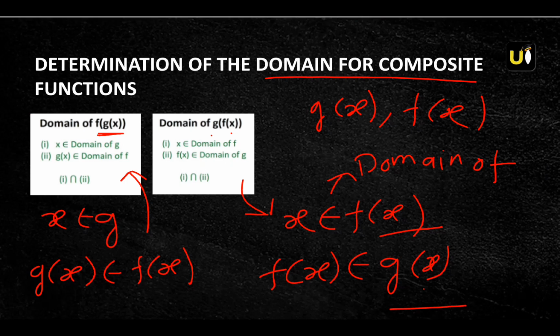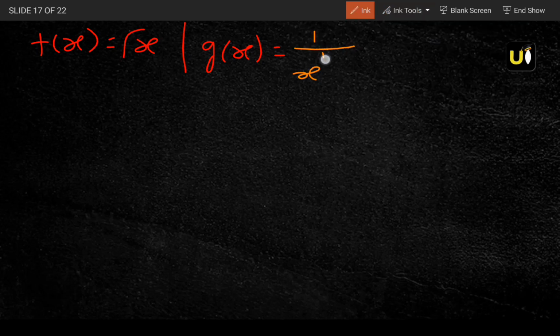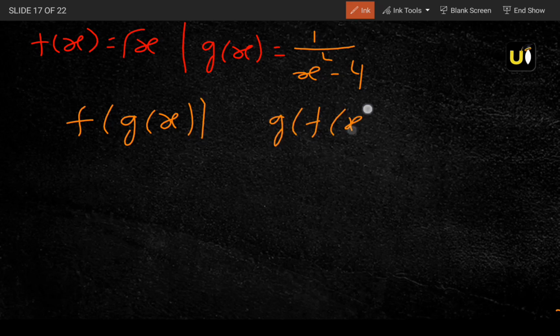So now let's see an example that gives you a clear picture. Suppose f of x is root x, g of x is 1 by x square minus 4. Okay, now we have to determine the domain for f of g of x and g of f of x.